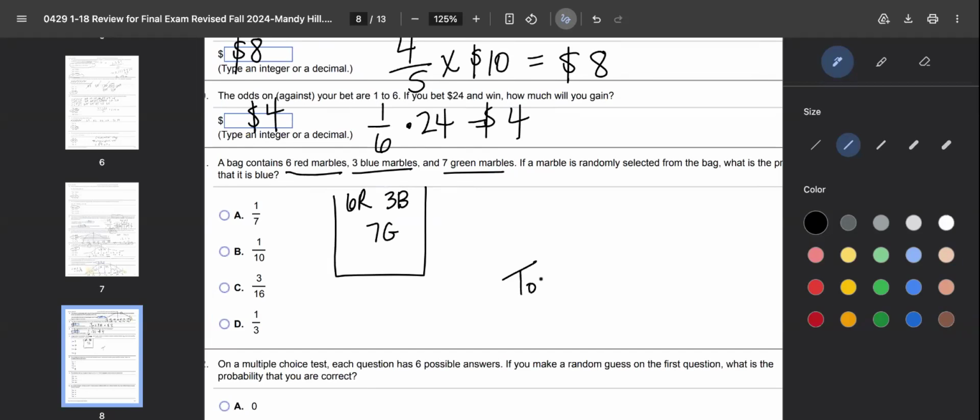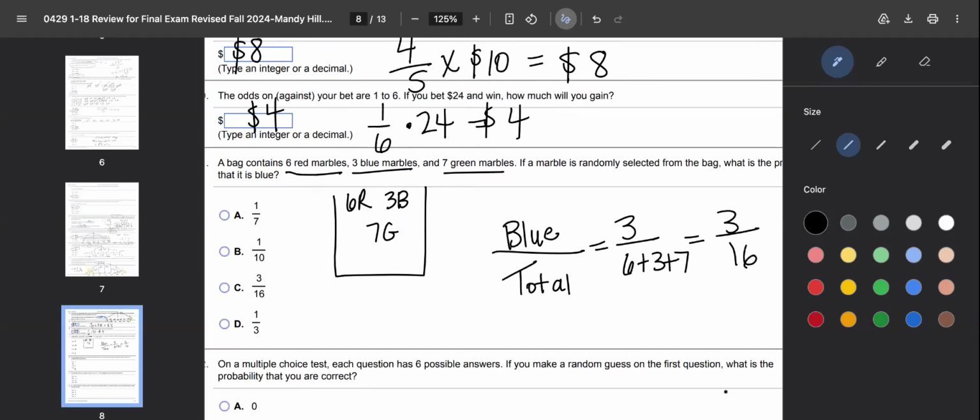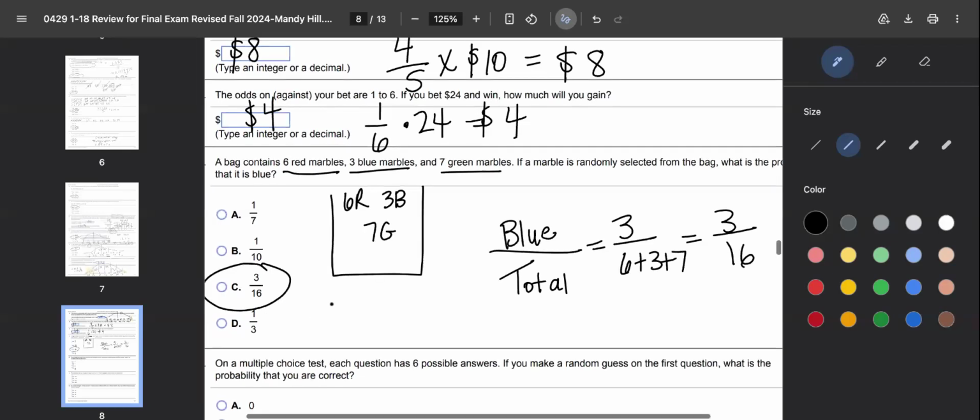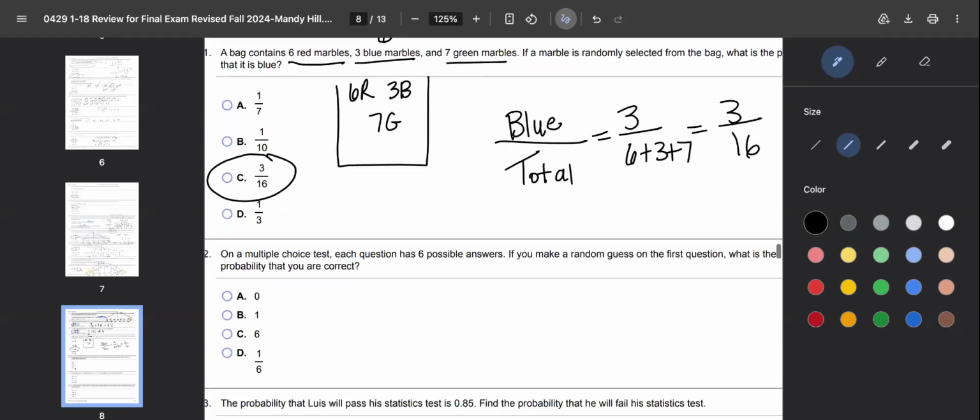Well, we would want to put at the bottom of the fraction the total number of marbles we have, and on the top of the fraction, how many are blue. So there's 3 blue out of 6 plus 3 plus 7, which would be 3 out of 16. We would try to see if we could reduce that fraction, but I do not think you can. And so the right answer is going to be C on this one. We have a 3 out of 16 chance of drawing a blue marble.